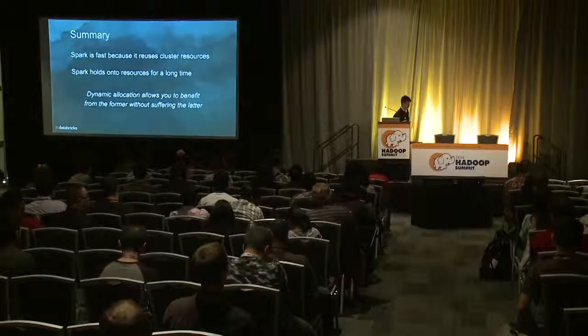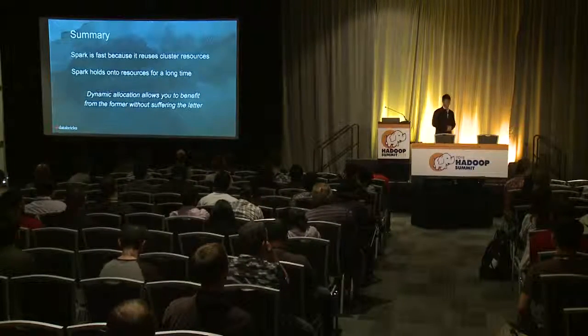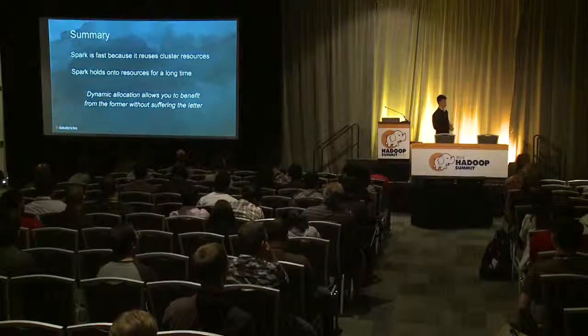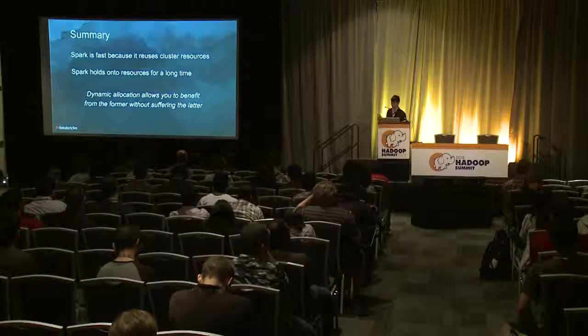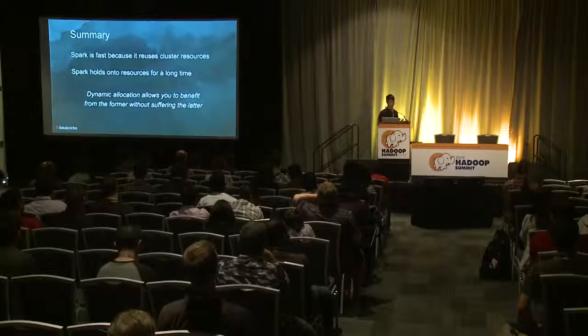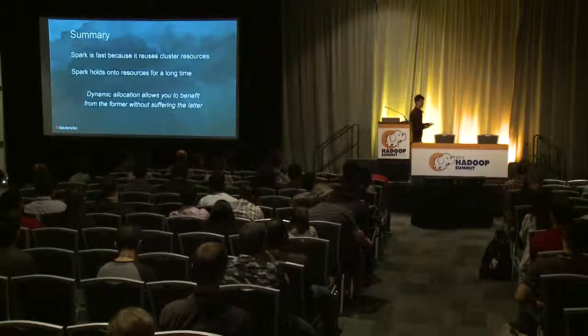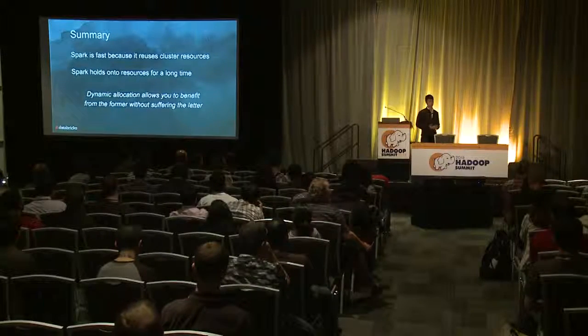Okay, so in summary, Spark is fast for many reasons. One of them is that it reuses cluster resources. However, the problem is that it potentially holds on to resources for a long time, and dynamic allocation basically allows you to get the best of both worlds.